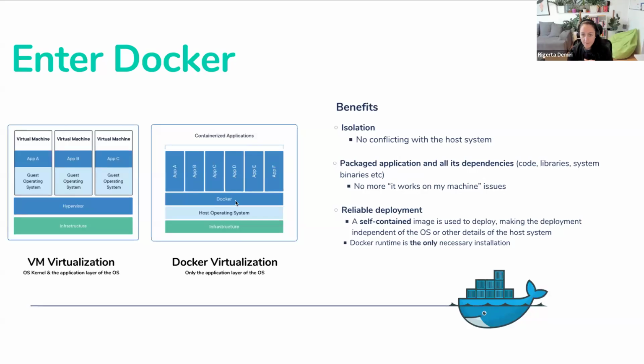Cool, so what are the benefits we're getting with this architecture now? We get isolation, so there's zero conflicting with the host system. We do not interact with it. The packaged application, our application, and all of its dependencies, code, libraries, system binaries, everything, they are all in one place. So basically, if you take a container, it is self-sustainable and it is possible to run it without needing anything else. So you can inject it anywhere on any system that is running Docker. And this is the only dependency. You need Docker, but you do not need anything else because the container will take care of installing everything that it needs.